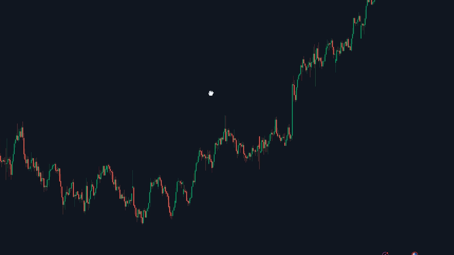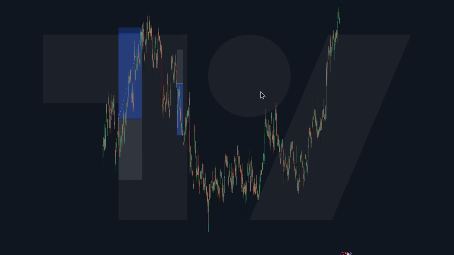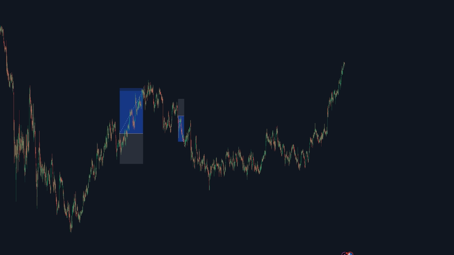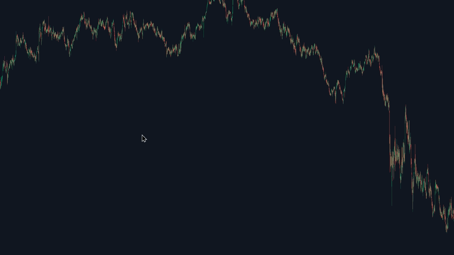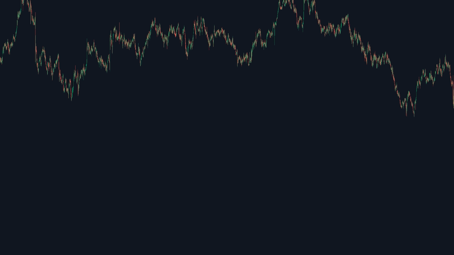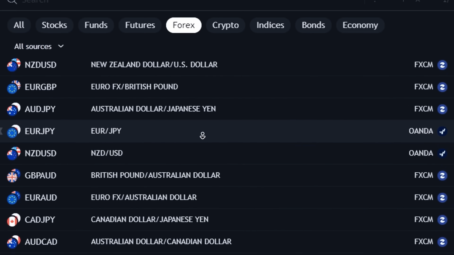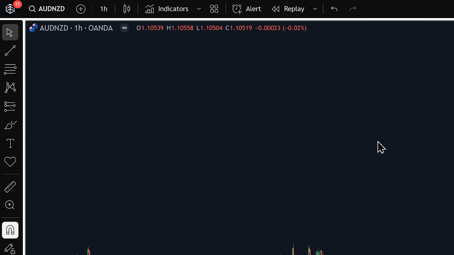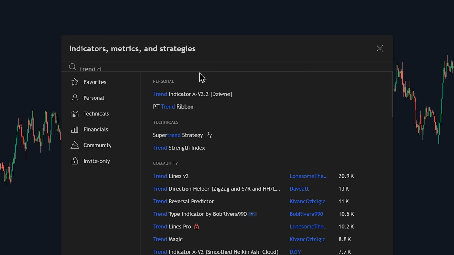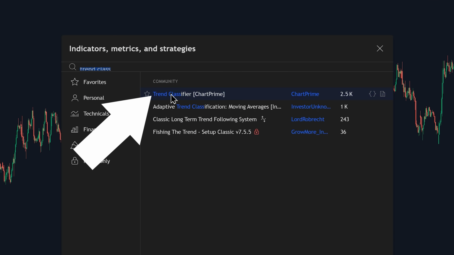Now, to get started with this indicator, you first of all want to go to TradingView, the trading platform that I'm going to be using. If you need to sign up, there's a link in the video description for you to do that. Next, you want to load any security on any time frame and click on Indicators, then type in Trend Classifier. It's going to be this one by ChartPrime.